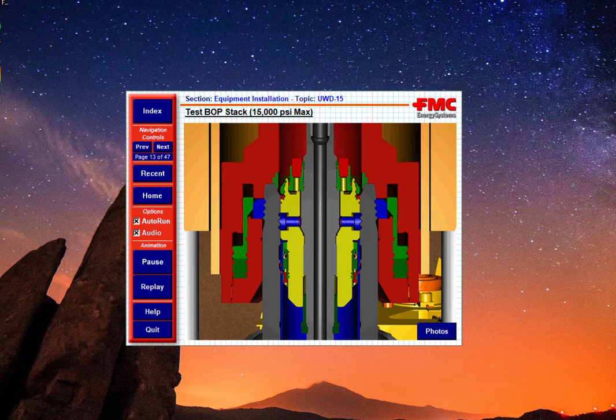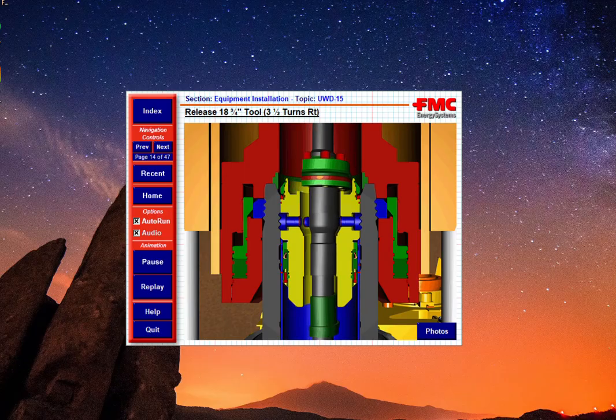A pressure test of the BOP stack and VX seal is performed at this time to ensure the integrity of the BOP stack connection. This is accomplished by pumping pressure down the choke or kill lines against the running tool and the closed ram or annular preventer. The testing tool is released by rotating the drill string to the right 3.5 turns. The tool is removed by picking straight up with the drill pipe.